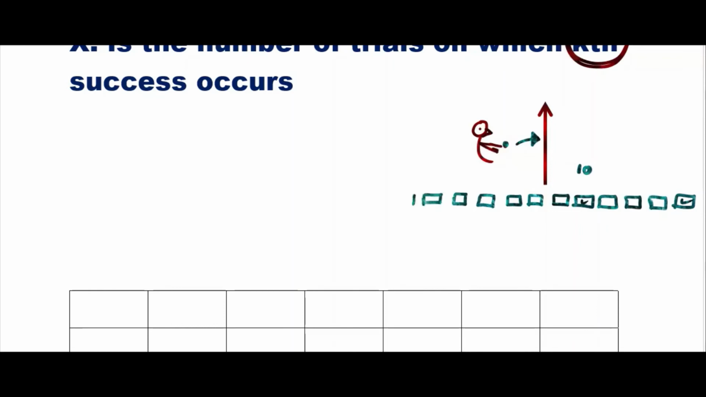Suppose you got a success here, then here second one, here third one, fourth one, fifth one, sixth one, seventh one. We'll make it 7. If this is 7, k is 7. So you are interested in not one success, but the 7th success. Once you get the 7th success, you stop here and count the number of trials.